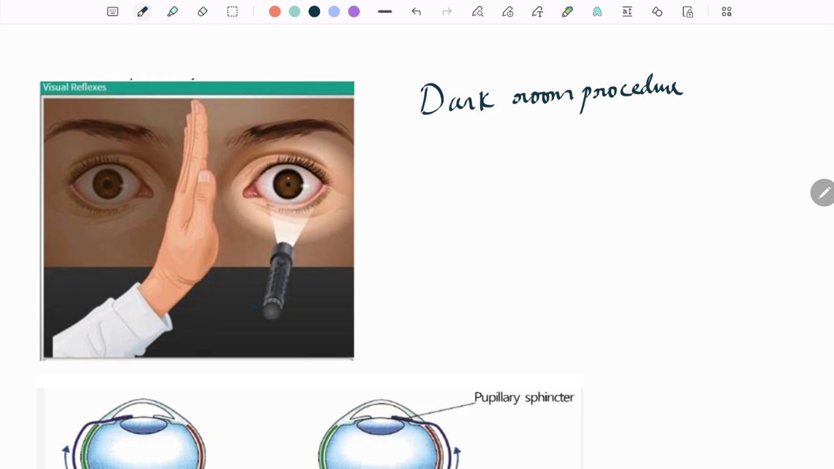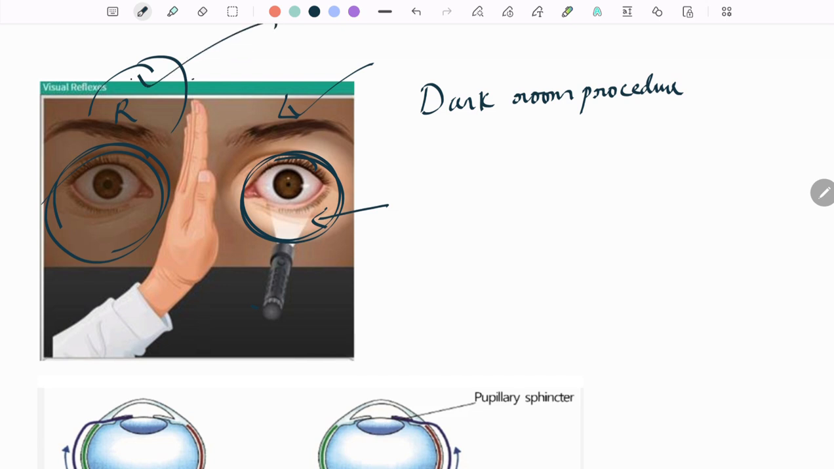So let us say this is your right eye and this is your left eye. When you throw light on the left eye, along with the constriction of the pupil in the left eye, there will also be constriction of the pupil in the right eye. How is this happening? When you throw light on the left eye, constriction should happen only in the left eye. Why is the constriction happening in the right eye? So this we will discuss now.